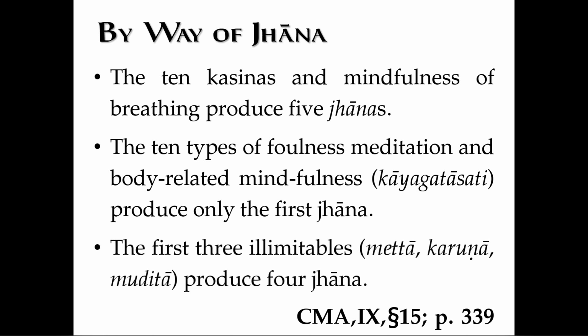The first three divine abodes, that means Metta Bhavana, Karuna Bhavana, and Mudita Bhavana, produce 4 jhanas. When you have Metta, Karuna, and Mudita, you have rapture and pleasure in your mind. For that reason, when you practice Metta, Karuna, and Mudita Bhavana, you can achieve up to the 4th jhana. You can attain the first, second, third, and 4th jhana, because it is together with rapture and pleasure.